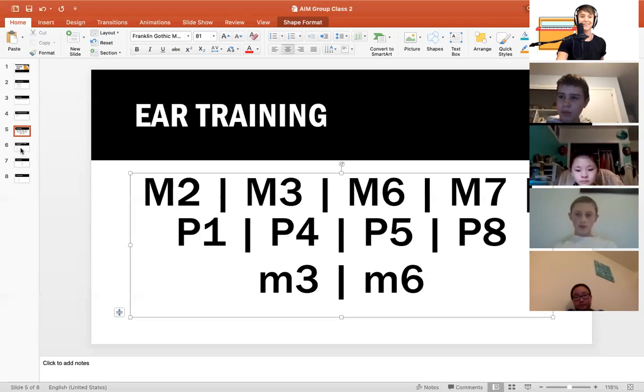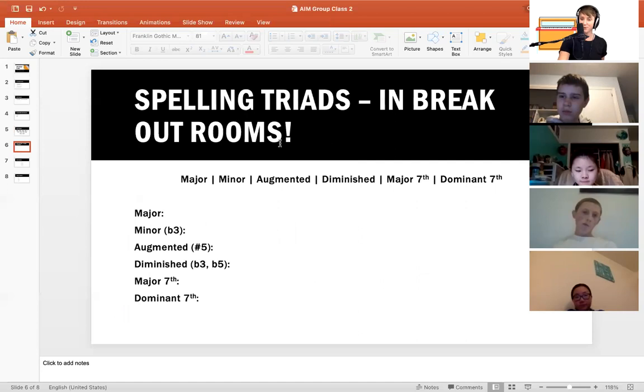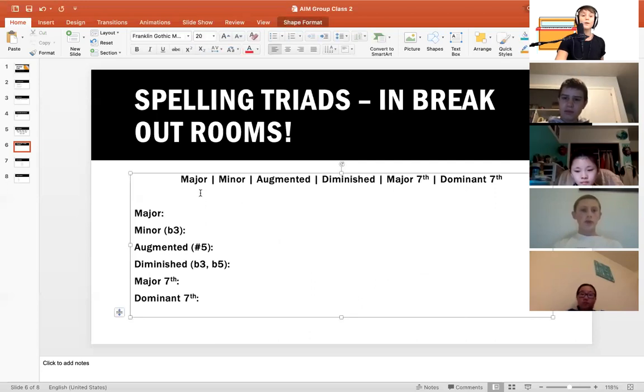Okay, so you guys are going to spell some triads in breakout rooms, and really you're spelling triads plus a couple of seventh chords. I'm going to put you into two breakout rooms. So you'll work with a partner. You get to pick whatever key you want as long as it has at least two sharps or flats. Has to have two sharps or flats. And if you want to go big and do a crazy black key, that would be awesome.